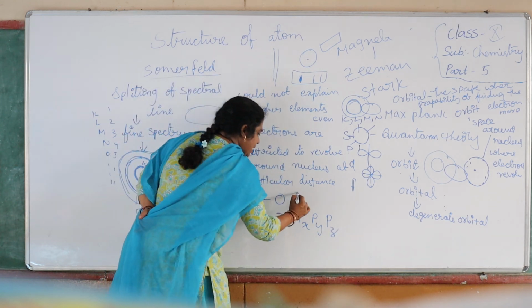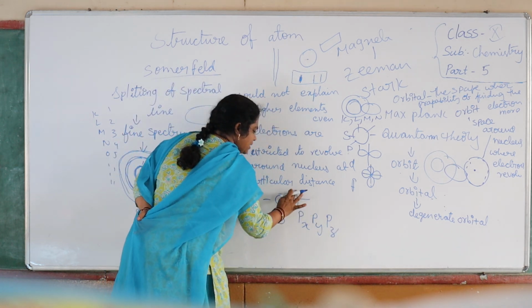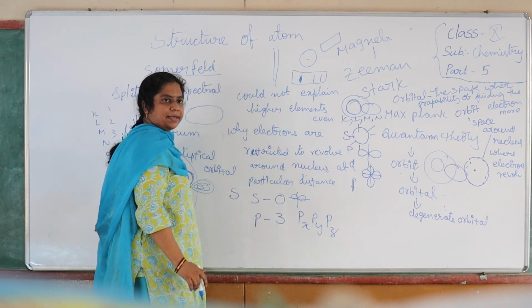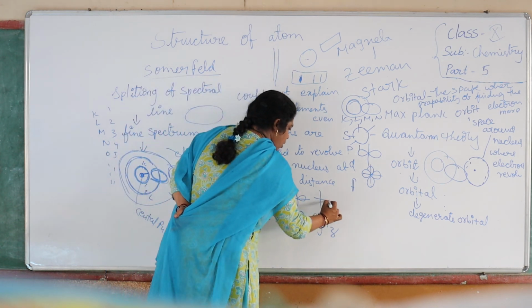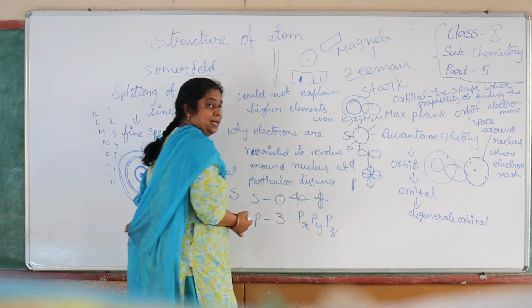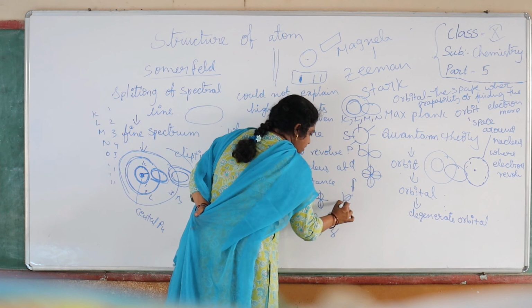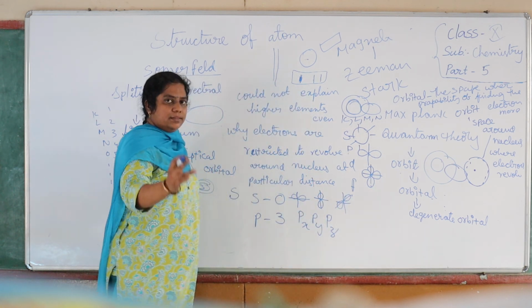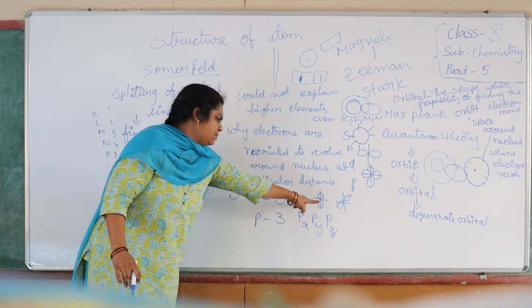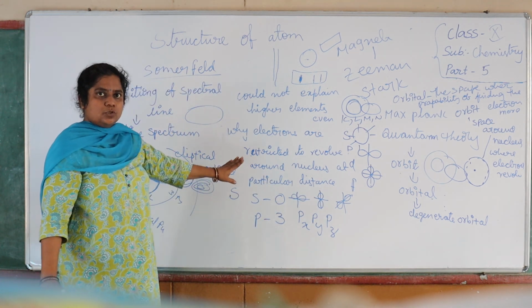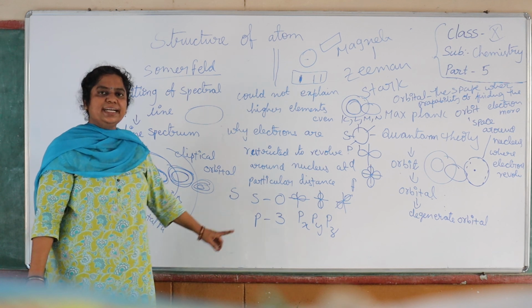Suppose this is the x-axis and this is the y-axis. On the x-axis, if the dumbbell is there, that is px. Py means on the y-axis, if the dumbbell is there, that is py. Pz means on the z-axis, if the dumbbell is there, that is called pz. These are the shapes you have to give. Okay children, so the P orbital has 3 degenerate orbitals.